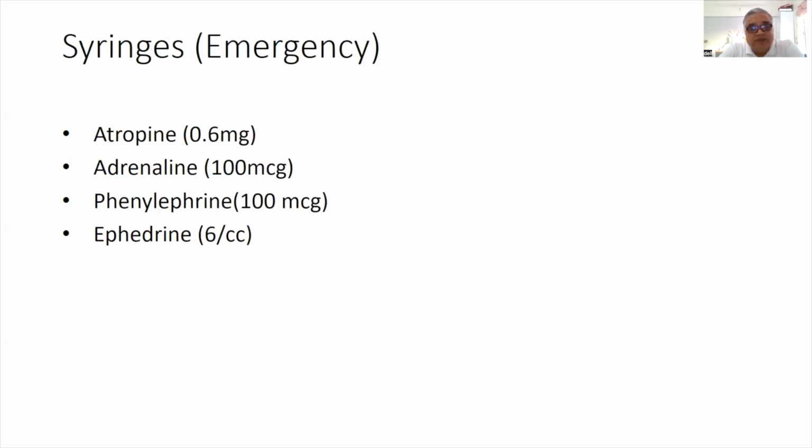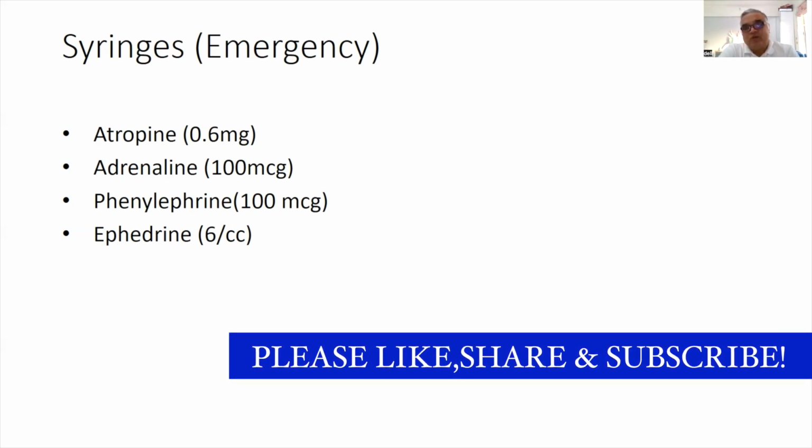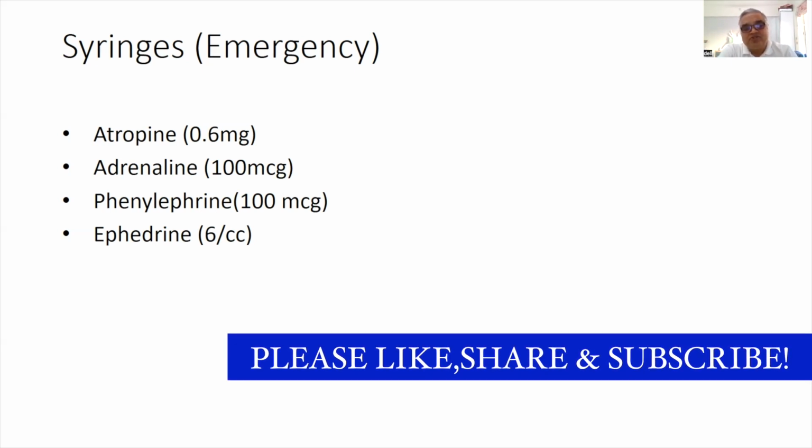Emergency drugs: atropine, we take 2 ampoules in a 2 cc syringe. Adrenaline, we have dilution 1 and dilution 2, that's 100 mics per ml. Phenylephrine, we have dilution 1 and 2, that is again 100 mics per ml. And ephedrine, we have 6 mg per cc or 3 mg per cc. We keep it ready always. We don't prepare syringes when it is required. When induction is being prepared, we have to keep the emergency drugs also ready because this patient might collapse anytime.